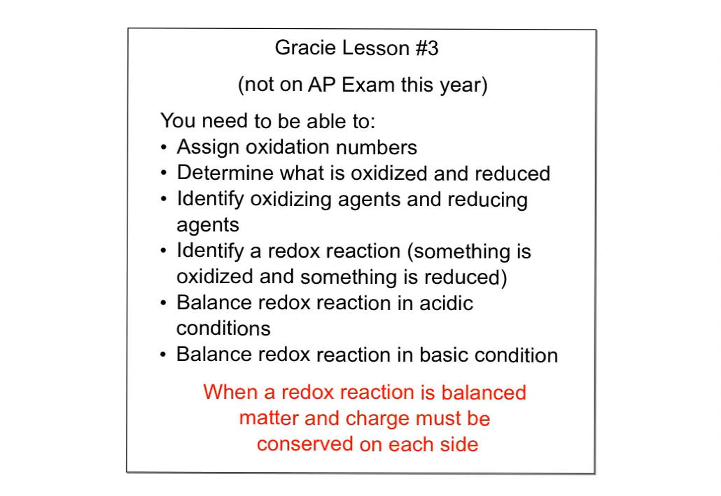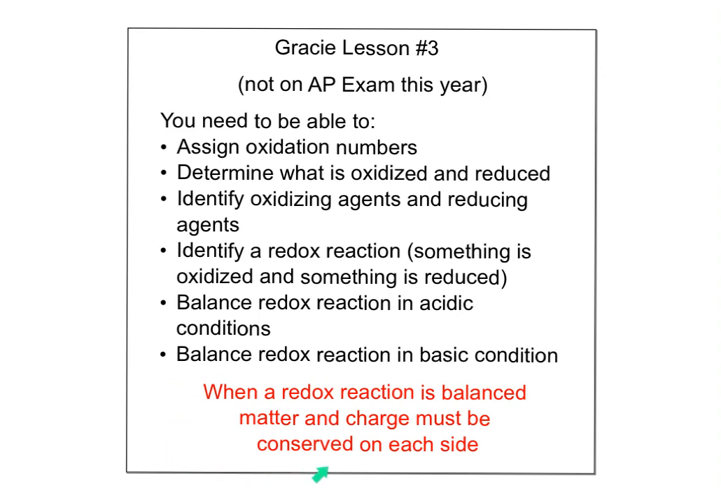But here's what will be on the AP exam in terms of electrochem. Can you assign oxidation numbers? If there's a balanced equation, can you determine what is oxidized and what is reduced? Can you determine the oxidizing agent and the reducing agent? Can you identify a reaction as a redox? So meaning when you assign oxidation numbers, you notice that one element is oxidized and one is reduced. Can you balance a redox reaction in acidic conditions? Can you balance in basic conditions?